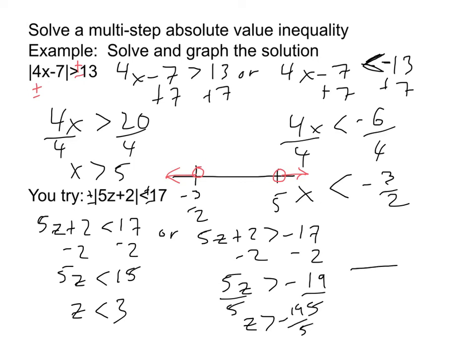Okay, come over here, we would say negative 19 over 5. From here we have 3. So z is greater than negative 19 fifths, that would be this direction, and it's less than 3, so it's everything in between those two points there. So hopefully that's what you got.